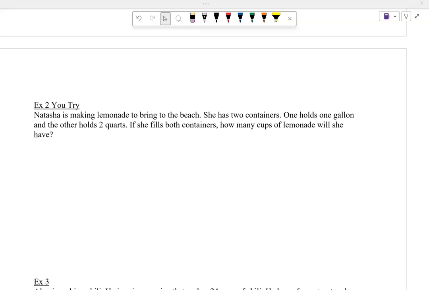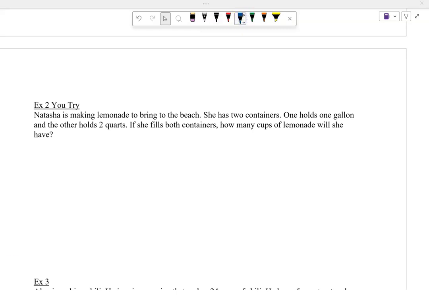Tasha's making some lemonade to bring to the beach. She's got 2 containers. One holds a gallon, the other holds 2 quarts. If she fills both, how many cups will she have? So you want to put this into cups, all right? So take your gallons. Remember, there's 16 cups for every gallon. And then take the quarts and put that into cups. There's 4 cups for every quart.